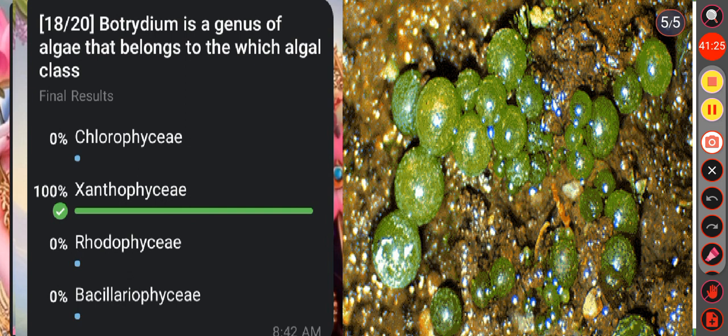Then question number 18. Botrydium is a genus of algae that belongs to which algal class? Option A Chlorophyceae, option B Xanthophyceae, option C Rhodophyceae, option D Bacillariophyceae. Here the correct answer is option B, that is Xanthophyceae. Botrydium is a genus of algae that belongs to the algal class Xanthophyceae. And remember, in Botrydium, siphonaceous type of thallus organization is present.